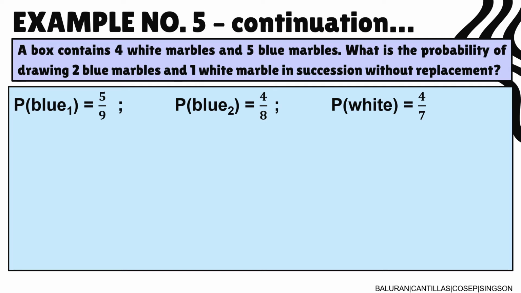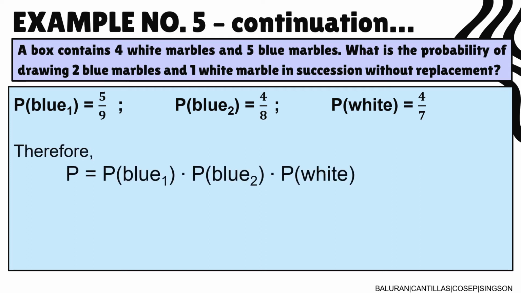So the probability of getting a blue on the first draw is 5 over 9. Blue on the second draw, we have 4 over 8. And white on the third draw is equal to 4 over 7. Therefore, we can come up with this formula. The probability is equal to the product of all probabilities. Then substitute: 5 over 9 times 4 over 8 times 4 over 7. To simplify, the probability here is equal to 10 over 63.